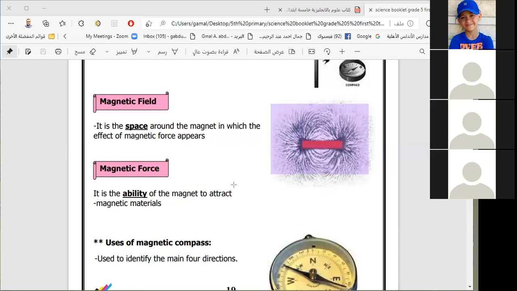If you have a nail, and you put the nail far away from a magnet, you put a nail here, and another nail here, and another nail here. This is nail number 1, this is nail number 2, and this is nail number 3. Which nail do you think will be attracted to the magnet now? 1 or 2 or 3? I'm waiting for your answer on the chat.